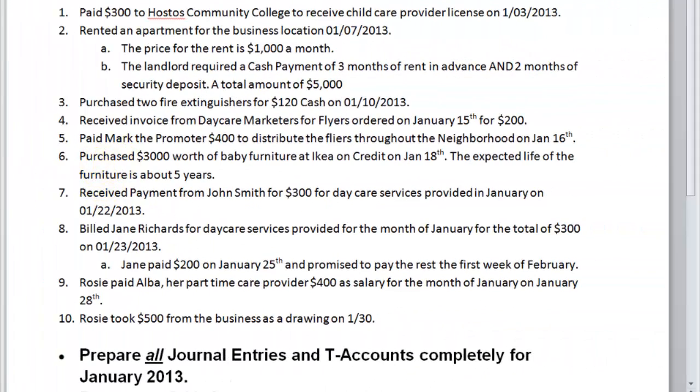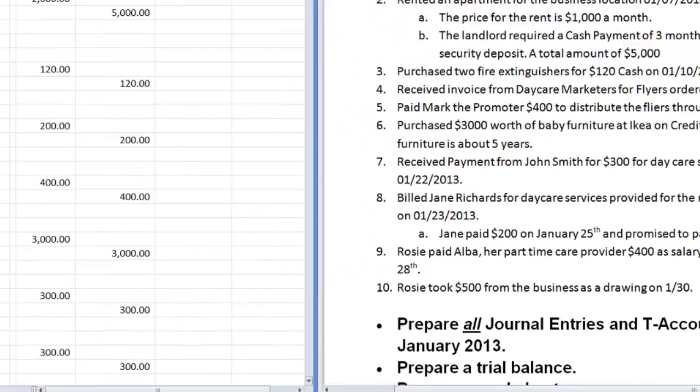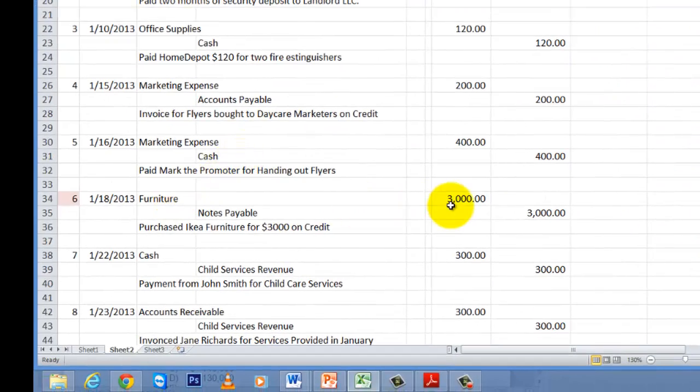Number 6, we purchased $3,000 worth of baby furniture at IKEA on credit on January 18. The expected life of the furniture is about 5 years. So we put in furniture $3,000. This is an asset, and notes payable because we didn't use our cash, $3,000. Again, keep in mind that this furniture has a life expectancy of about 5 years, so we should be able to use depreciation later when we do adjustments to account for that.